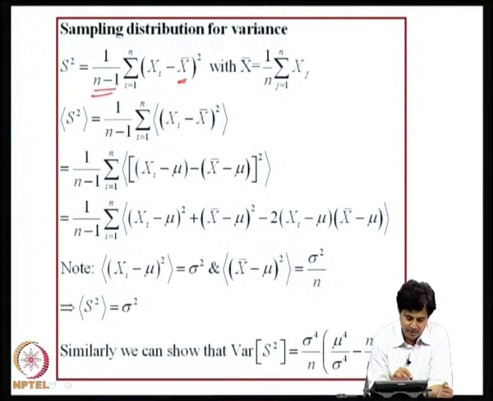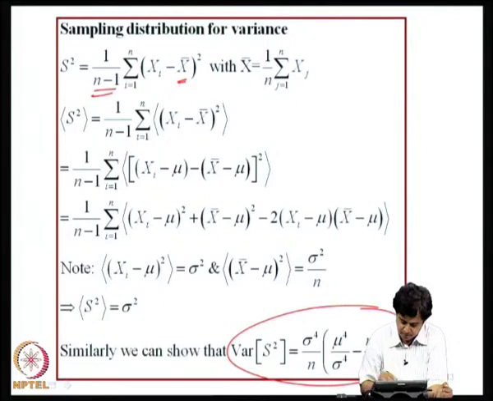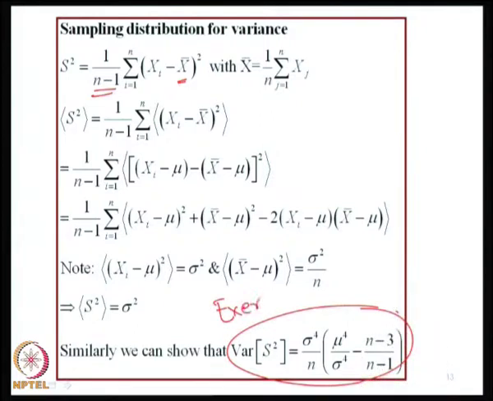That is to be expected because x bar is a number that has been computed from the sample. So, if I use 1 by n instead of 1 by n minus 1, it will be a biased estimator for variance. So, this n minus 1 ensures that it is unbiased. We can show that the variance of this estimator is given by this. I leave this as an exercise.